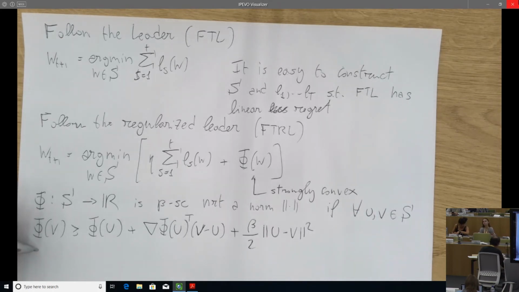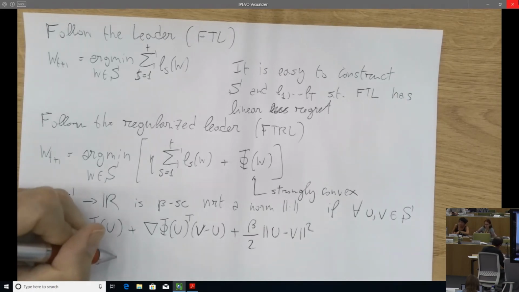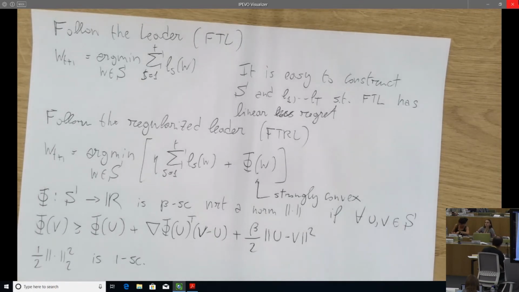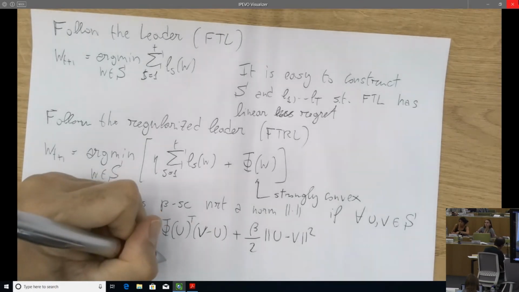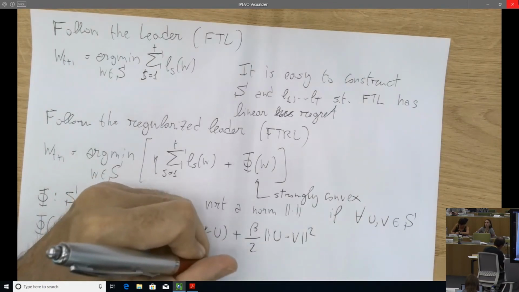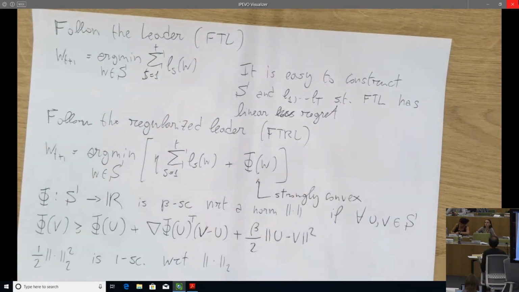For instance, this function here, this is the Euclidean norm, is one strongly convex with respect to the Euclidean norm itself. So half the square of the Euclidean norm is a strongly convex function with the Euclidean norm, and if you plug this function here, you get equality. It's very easy to check.